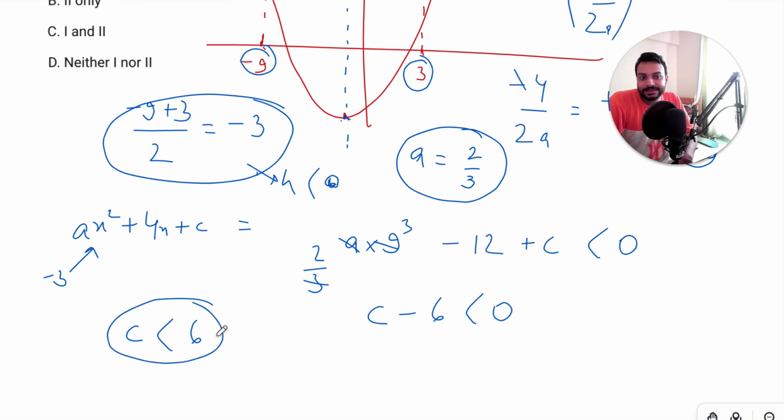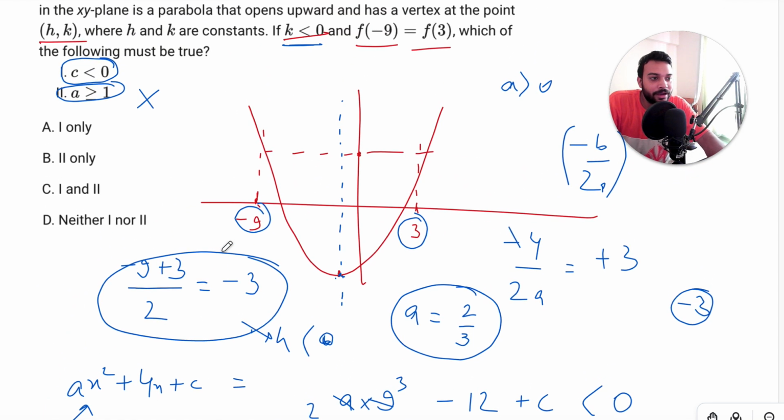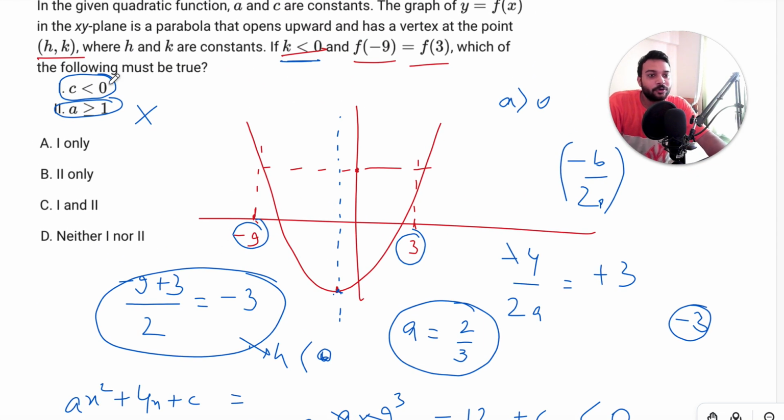Now we're getting c less than 6. That means it can be any value less than 6, not necessarily less than 0. So c less than 0, which is given in the statements, is a subset of this solution. That's why, for something which must be true, it cannot be a subset of the total solution. So c less than 0 is correct in some cases, but it must be true, and that's not satisfied.